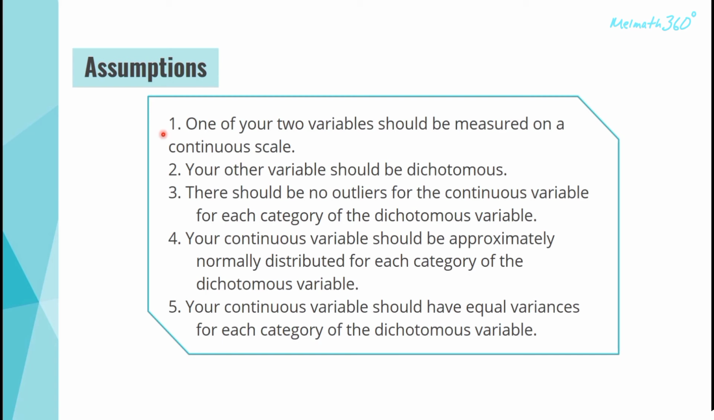What are the assumptions of point-biserial correlation? First, one of your two variables should be measured on a continuous scale. Second, your other variable should be dichotomous. Third, there should be no outliers for the continuous variable for each category of the dichotomous variable. Fourth, your continuous variable should be approximately normally distributed for each category of the dichotomous variable. And last, your continuous variable should have equal variances for each category of the dichotomous variable.